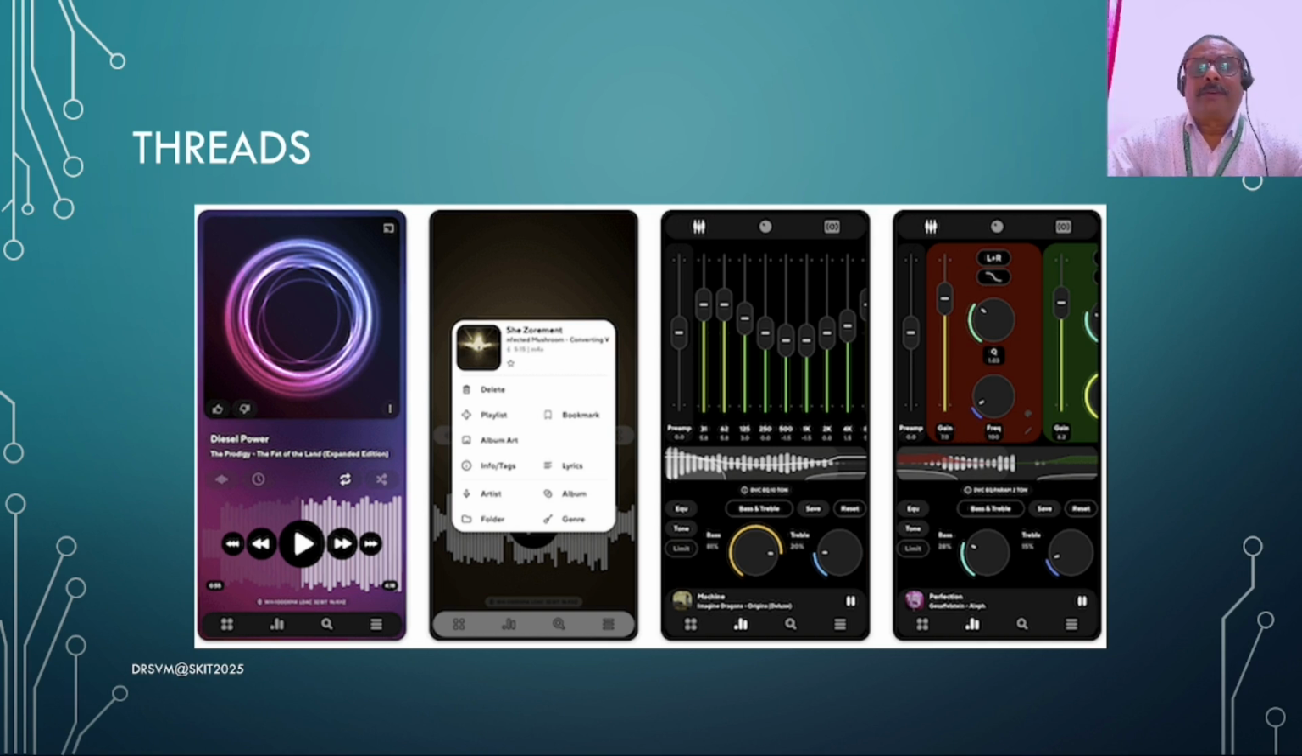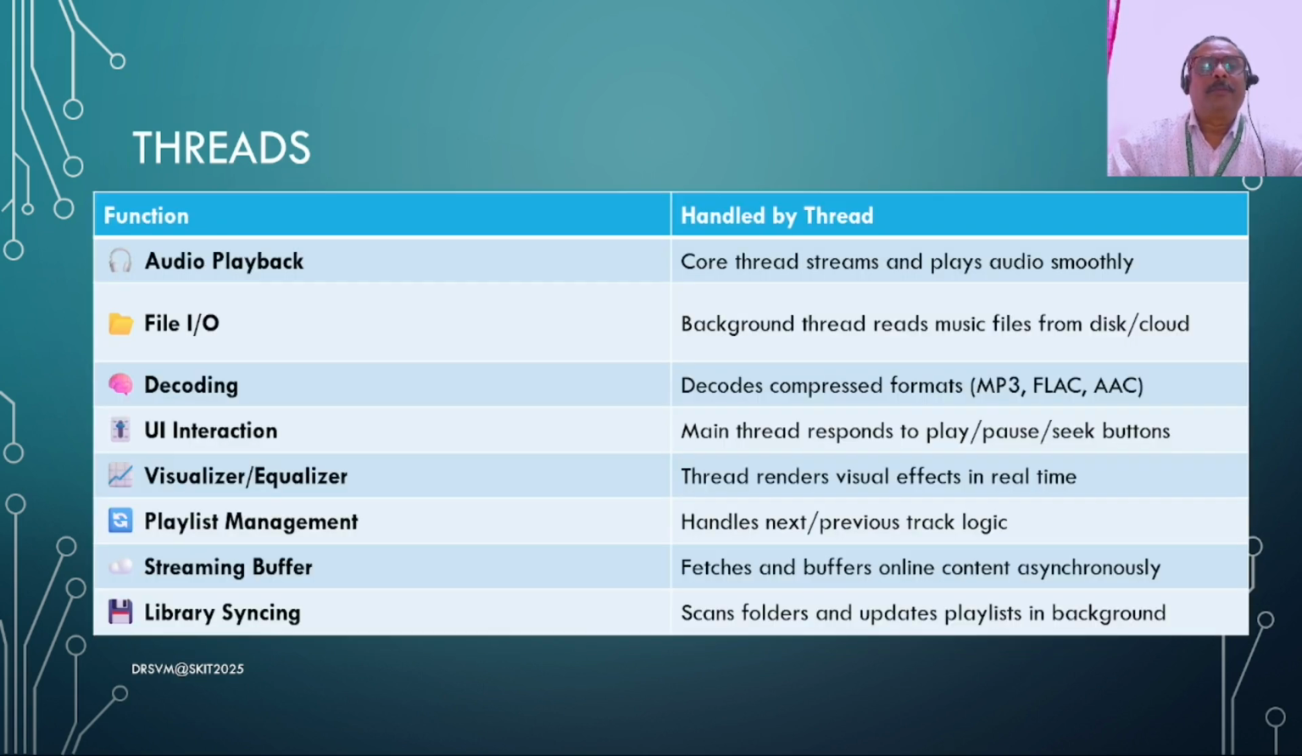So all these works are being done in the background, so a lot of activities keep going on in the background. So let's look at just one music player, how many activities are going on parallelly in the background. For us it just looks simple, one music player is working, but in reality we can see how many threads are working. One thread is audio playback, which is the core thread, which streams and plays audio smoothly.